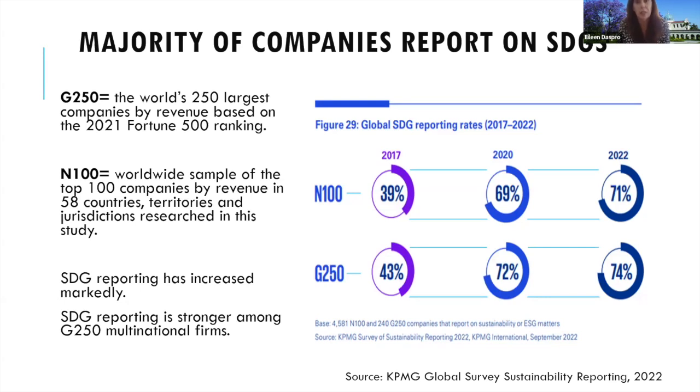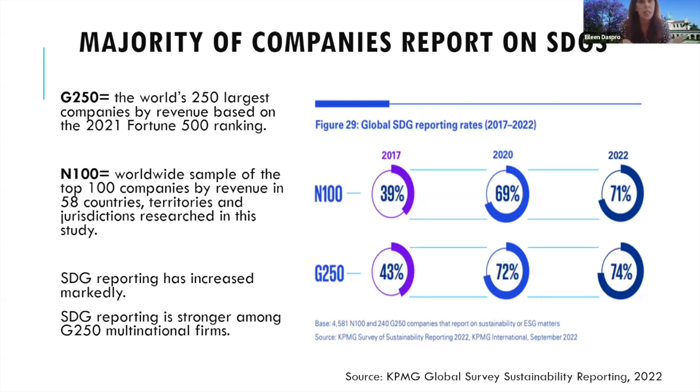Just over the research period, which was from 2017 to 2022, look at how much more companies are reporting on the SDGs than they were a couple of years ago, right? In KPMG's research, they were looking at two different kinds of companies: Fortune 500 global companies, that's the G250, and then the N100, which were national companies, which could have international operations, but they were more domestic in their focus.